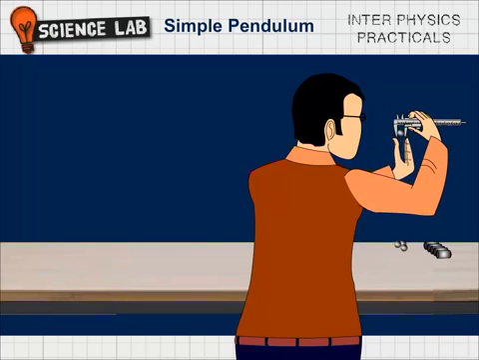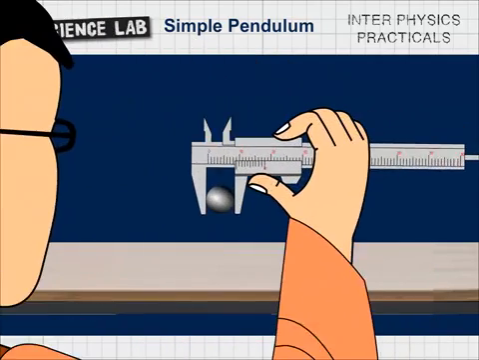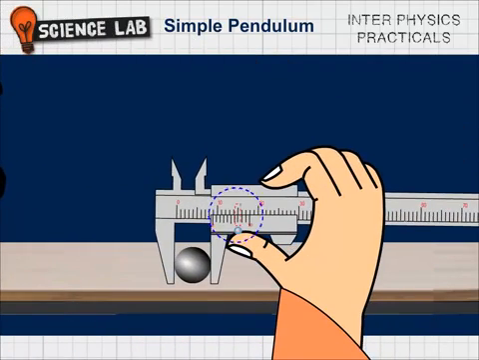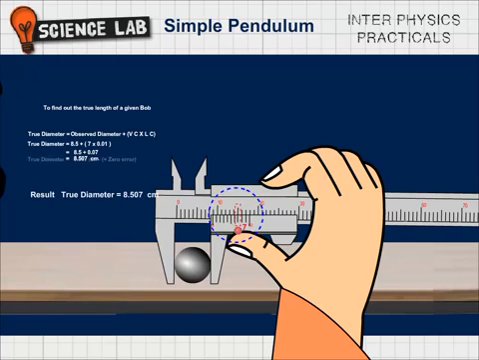Place the bob between the outside jaws of the vernier calipers. The seventh line on the vernier coincides with the main scale, hence vernier coincidence VC is 7.